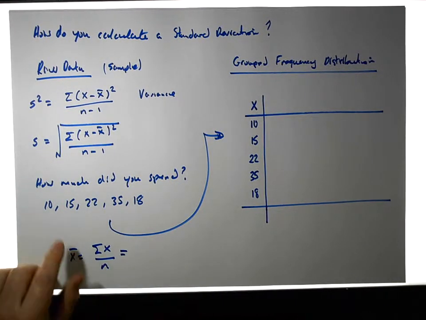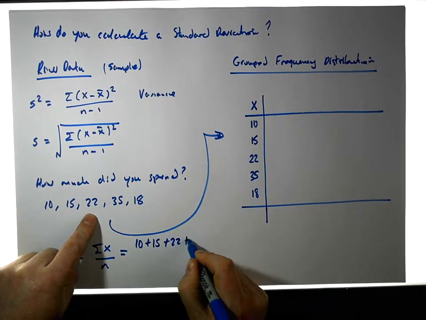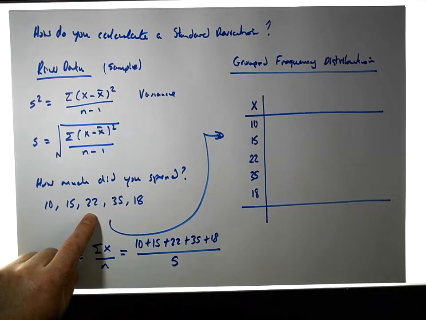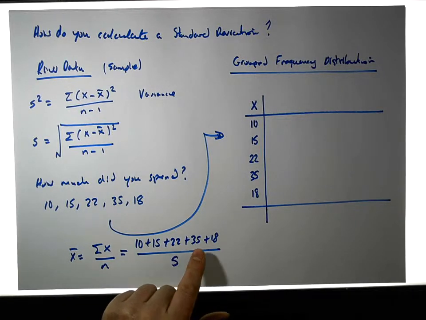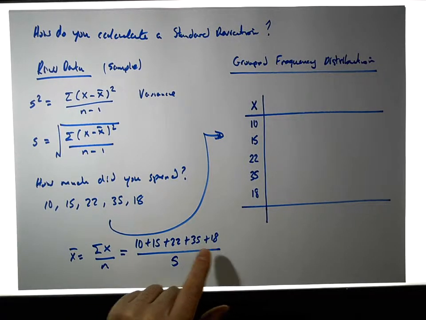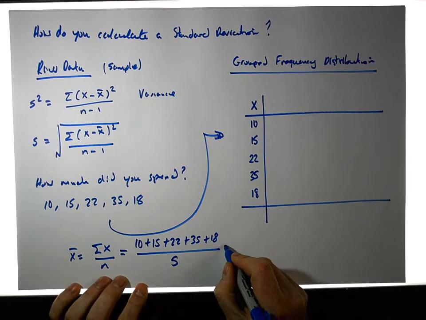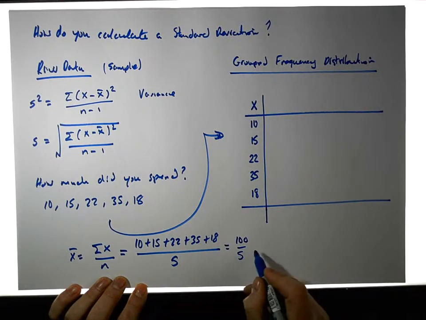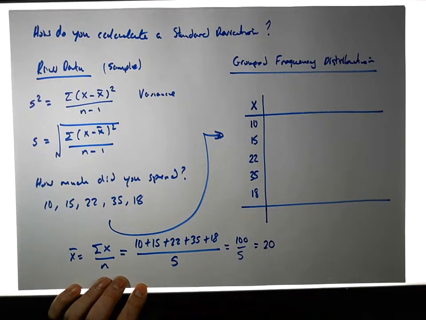In this case, it's going to be 10 plus 15 plus 22 plus 35 plus 18, divided by 5. What does that give us? 10, 20, 40, 70, 80, 90, that gives us 100 effectively. So that's 100 over 5, and when we divide that in, we end up with a mean value of 20, if I'm not mistaken.